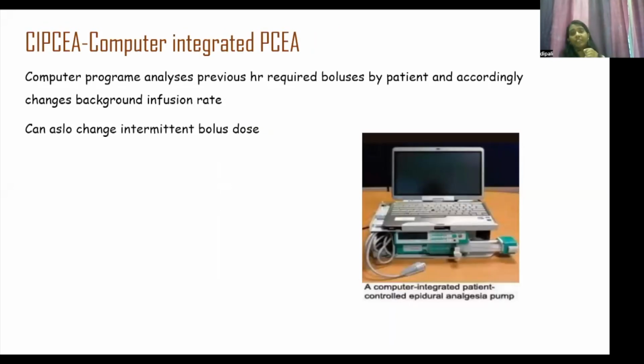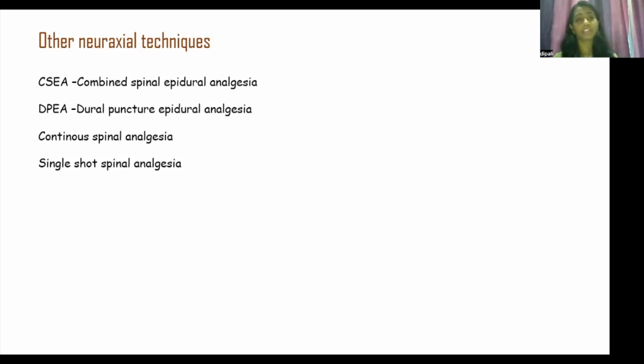In computer integrated PCA, a computer program analyzes the previous hour's required boluses by the patient and accordingly changes the background infusion rate. And it can also change the intermittent bolus dose. Apart from epidural analgesia, there are other neuraxial techniques which are even superior to epidural analgesia. These are combined spinal epidural analgesia, dural puncture epidural analgesia, continuous spinal analgesia, and single shot spinal anesthesia.